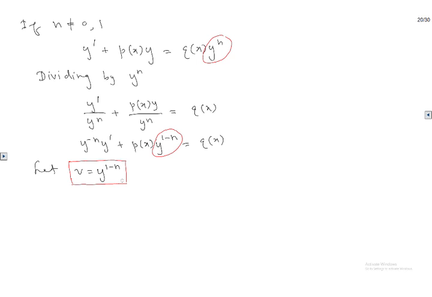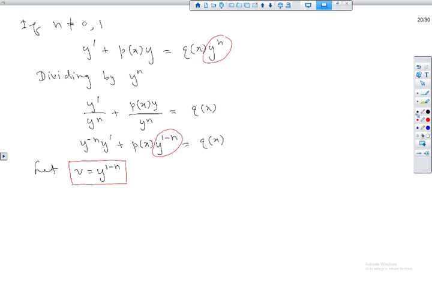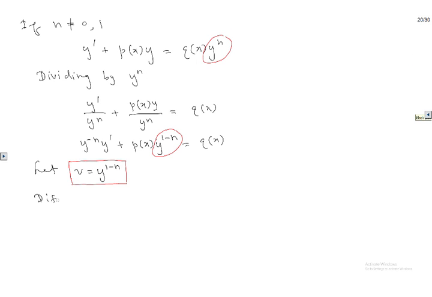Now we can take the derivative of both sides. Be careful, because y is a function of x, so you have to use the chain rule. Differentiate with respect to x: dv over dx. First we know that v is a function of y, so that means dv over dy times dy over dx by the chain rule. If you do that, what do you get? In this case, we're going to get v prime.